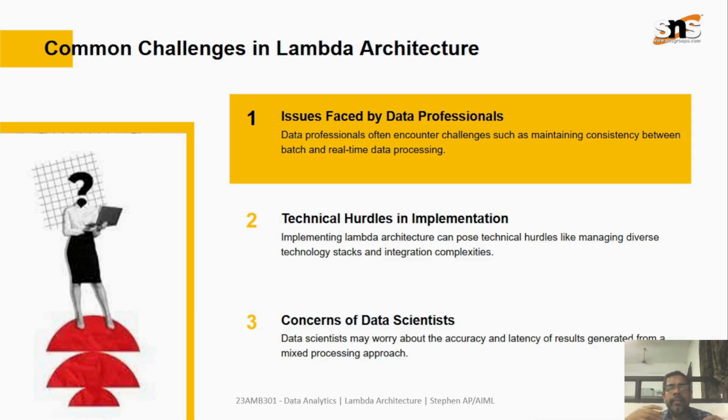Number two is technical hurdles. That means managing diverse technologies and stacks, and integrating new innovative concepts. All these things also need to be taken into consideration. Finally, from the perspective of the data scientist, they may worry that all the data is delivered without errors. That means good accuracy, timeliness and latency should all be guaranteed.